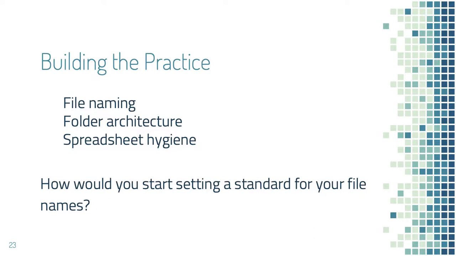To do this, you have to think about your file naming practices, your folder architecture, and also your spreadsheet hygiene. By taking the time beforehand to think about how you will structure and name these items, it will save you a lot of time in the end. Think about your current practices. What do you currently do to keep your data organized? How could you start setting a standard for your file names as a first step?